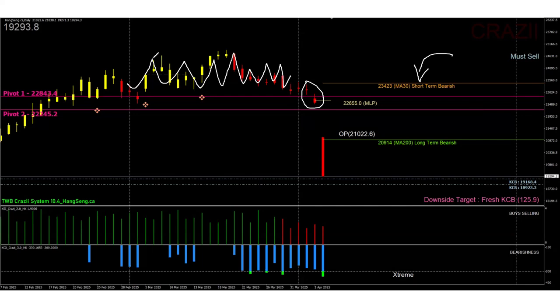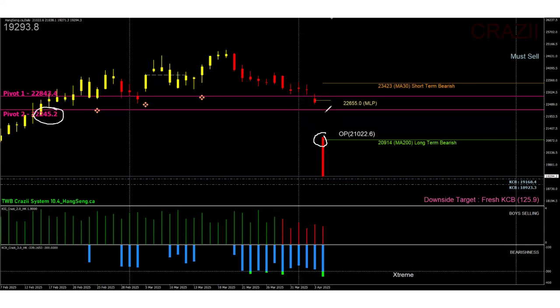Then the worst thing is that on the next day itself, right? Oh my goodness, the market gapped down. So it was below pivot 2, right? So below OP, below pivot 2 is already a sell. Next, it was below the MLP. Oh gosh, so it's a sell.